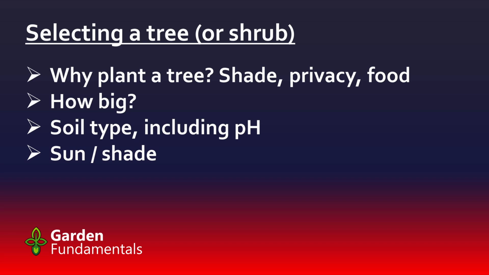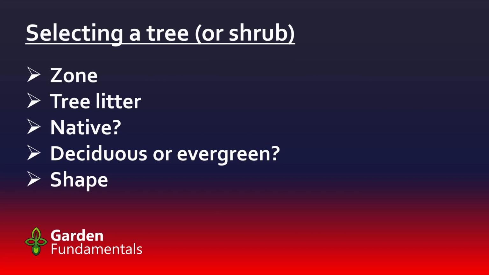And then the third one is a sun and shade thing. Most of these plants prefer lots of sun. So if you have more shade, you've got to find something that will grow in shade. Some things will, like this snake bark maple is an understory tree, so it grows below other trees. Here's some other things to consider. What is your growing zone? Make sure it's hardy where you are.